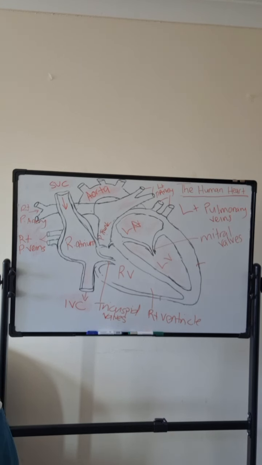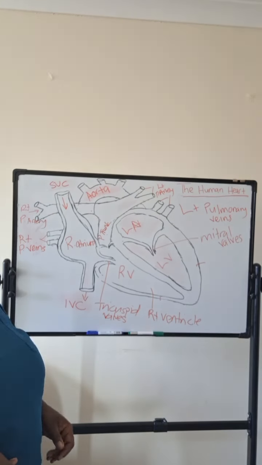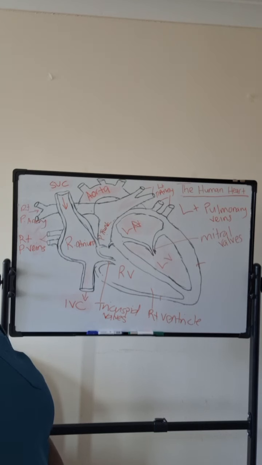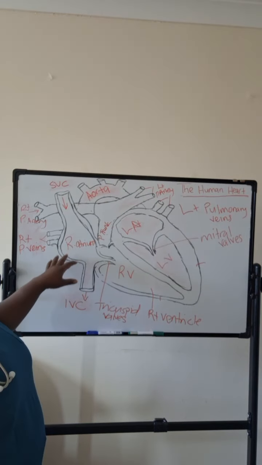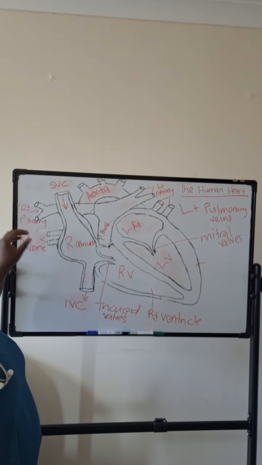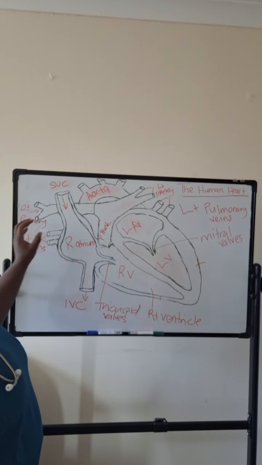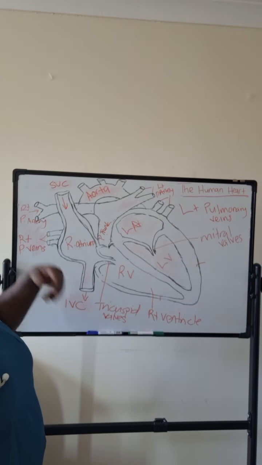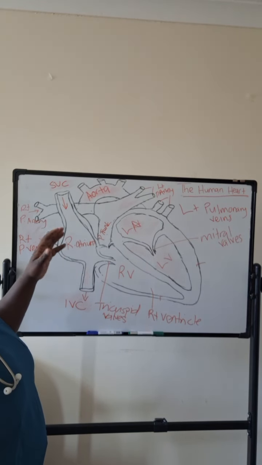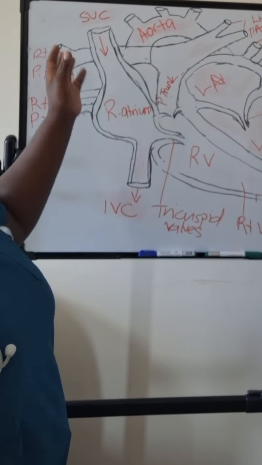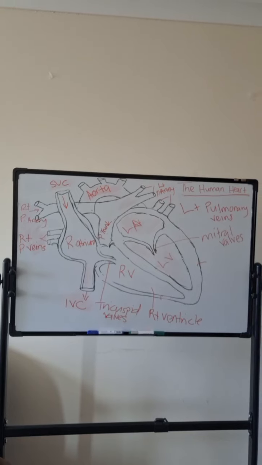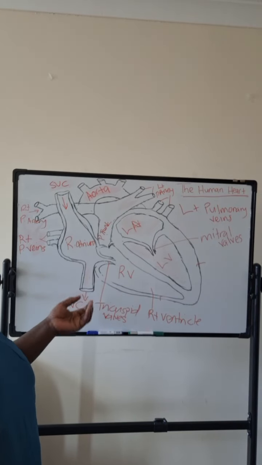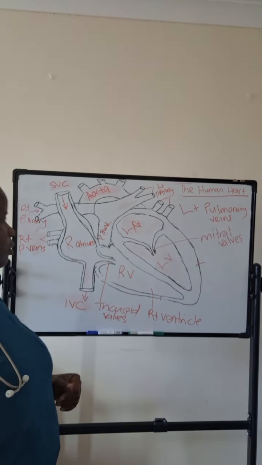Roughly, that's the location of the heart. Now I'm going to talk about the functions of the heart. The right side of the heart pumps blood to the lungs for oxygenation, while the left side of the heart pumps oxygen-rich, oxygenated blood to the rest of the body. So that's the pumping function of the heart.